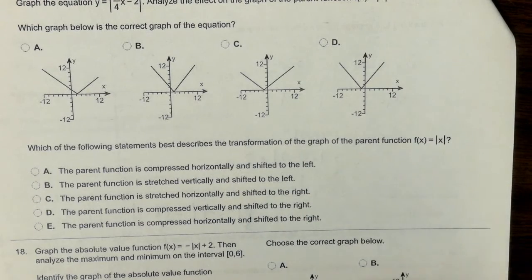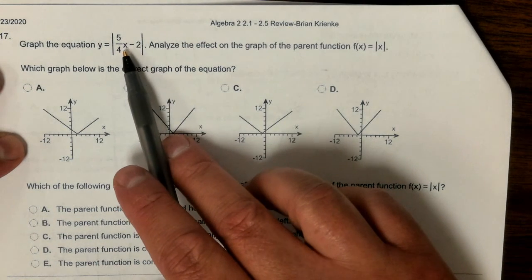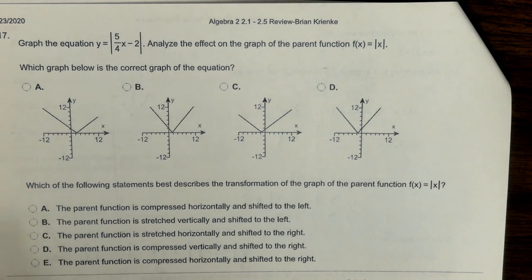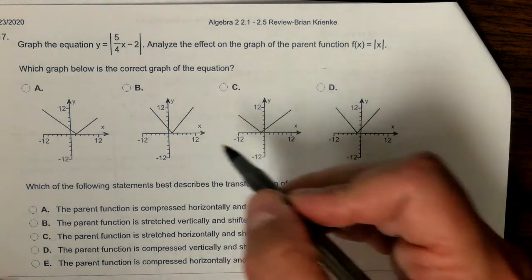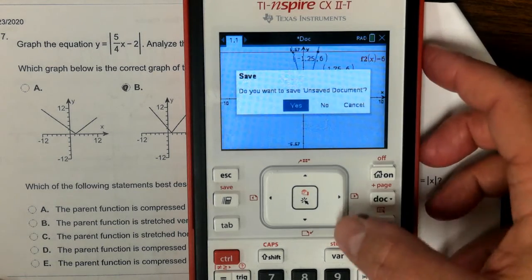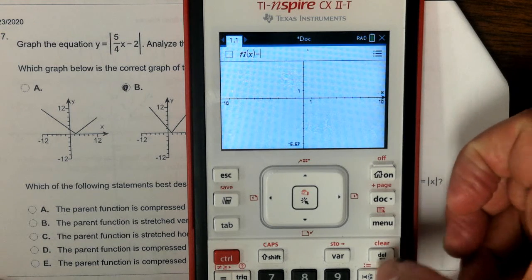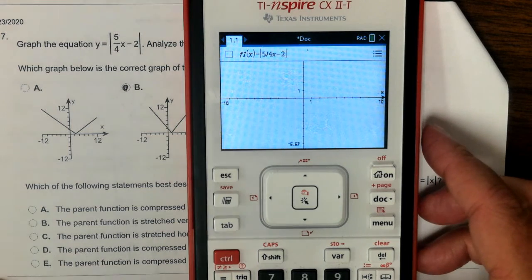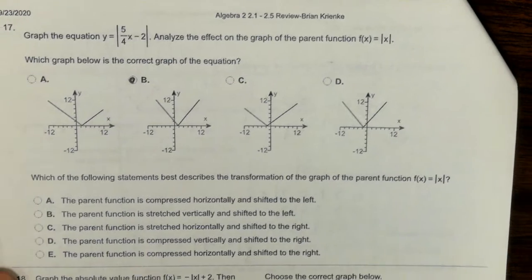Okay, on the next one, graph the equation 5/4 x minus 2, and so when you graph this, that's going to be b. Absolute value 5/4 x minus 2. Okay, so that's the B graph based on where the vertex is.